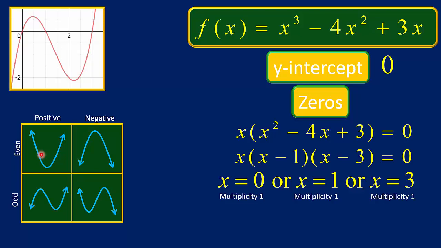So this is something that's helpful to us when we're trying to determine what a graph looks like, to keep this bit of information in mind. Just think of how x squared behaves versus how negative x squared behaves versus how x cubed and negative x cubed behave.